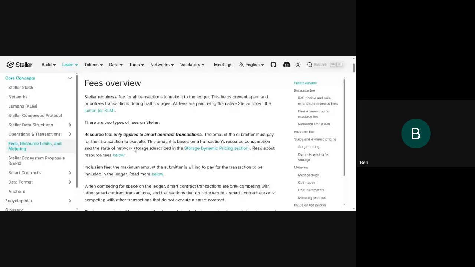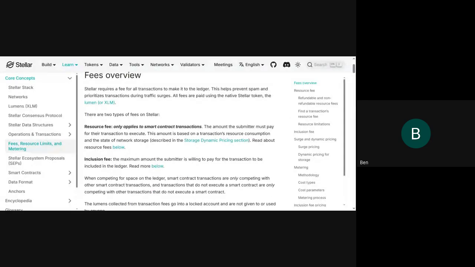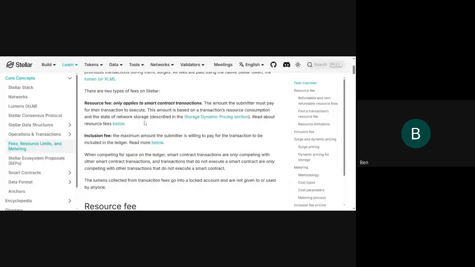So let's read here. Stellar requires a fee for all transactions to make it to the ledger. This helps prevent spam and prioritizes transactions during traffic surges. All fees are paid using the native Stellar token, which is called the XLM. So there are two types of fees on Stellar. When we're talking about smart contracts, there is a resource fee, which only applies to smart contract transactions. This is the amount the submitter must pay for the transaction to execute. This amount is based on the transaction resource consumption and the state of the network storage.